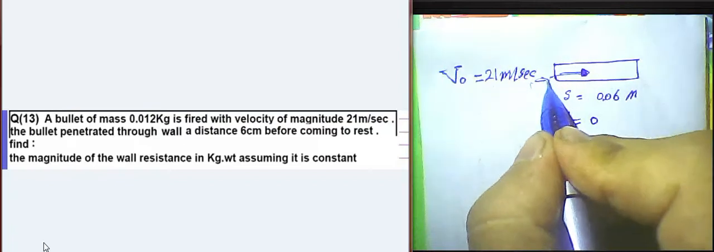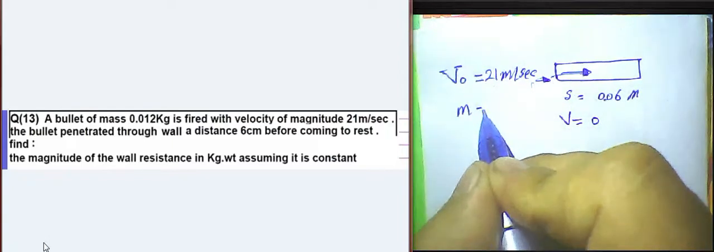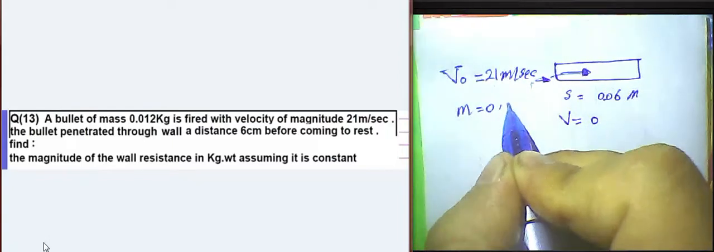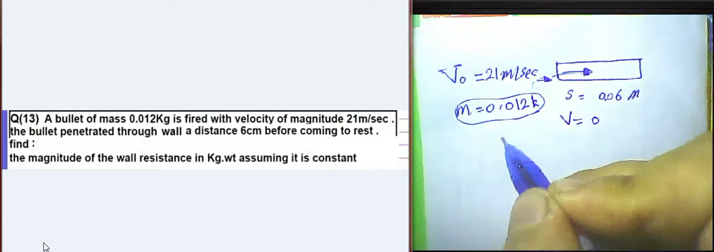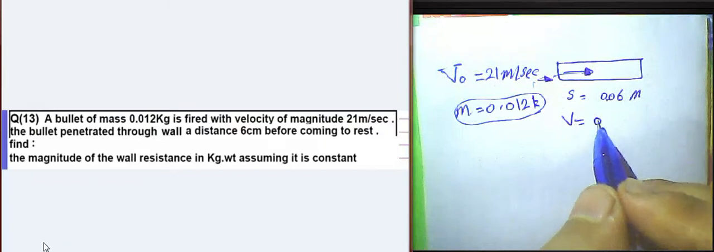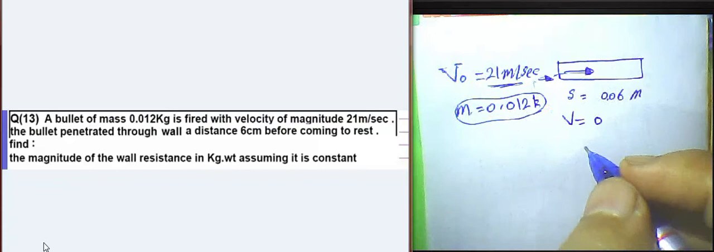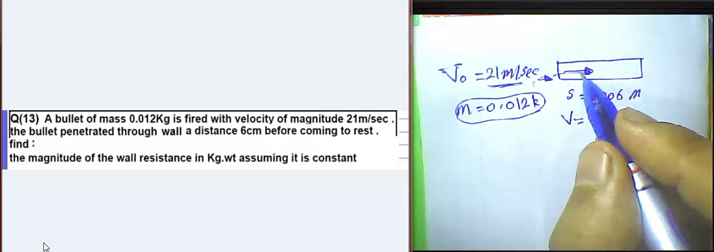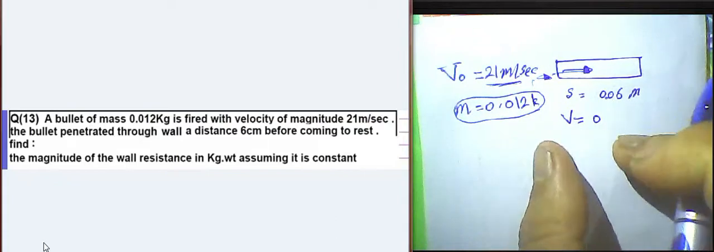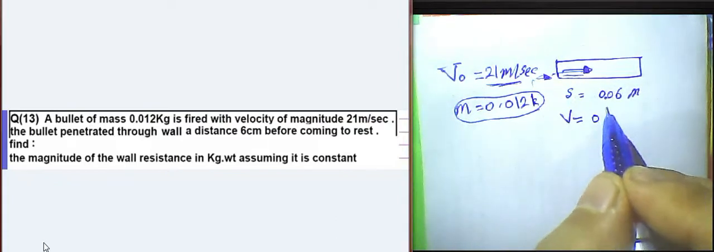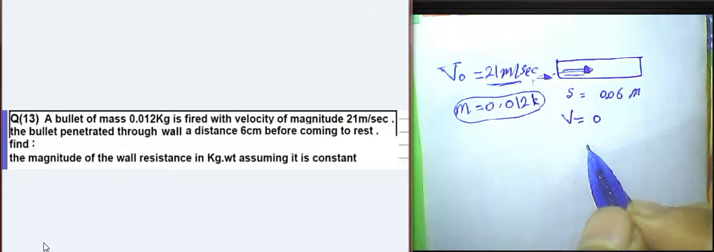Okay, we have here a bullet of mass 0.012 kilogram, the weight of the bullet. Velocity magnitude is 21 meter per second. The bullet penetrated through the wall distance 6 centimeter before coming to rest. Here the distance 6 centimeter will be 0.06 meter. You want to find the magnitude of the wall resistance.